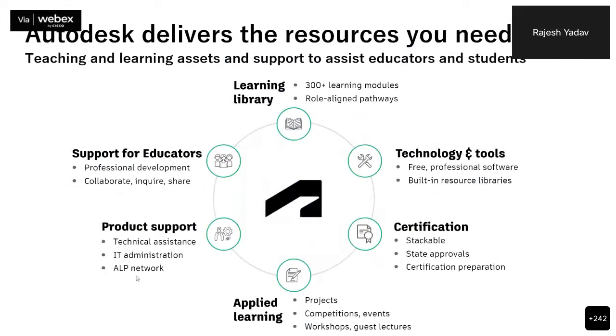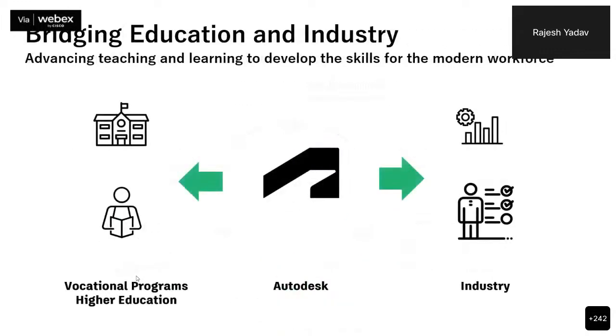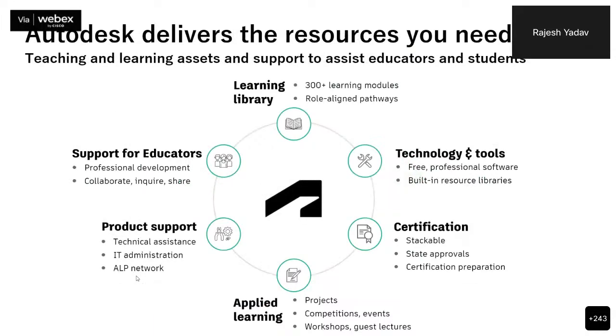What are we actually doing for the educators and students? We have learning libraries, 300 learning modules, and role-aligned pathways. You do not need to learn the entire tool. That's why, while starting the conversation with Mr. Daniel, I requested him to share the syllabus so that we can align this entire FDP with one or two subjects.